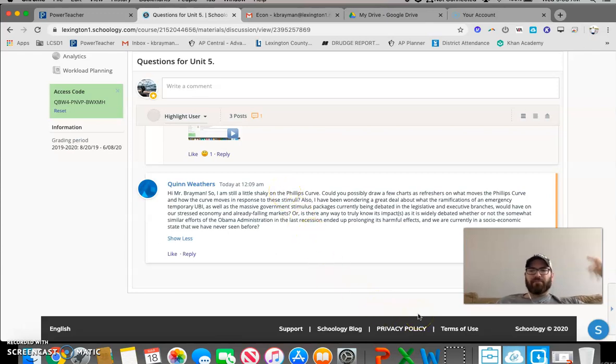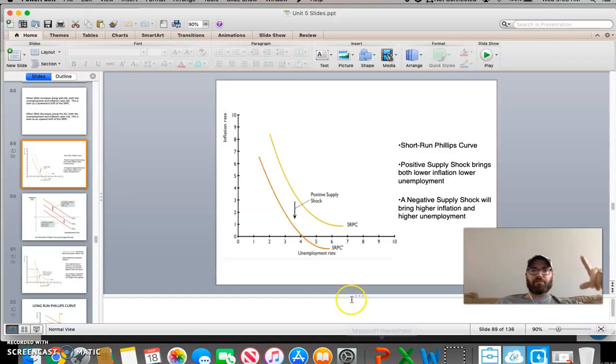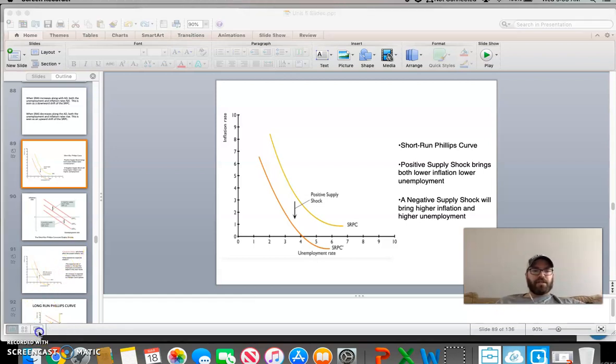I don't really have the ability right now to redraw these graphs, Quinn. So what I'm going to do is refer back to our PowerPoint and go through it maybe a little bit slower and give you some ideas about what is going to shift the curve around and up and down and all that kind of business.